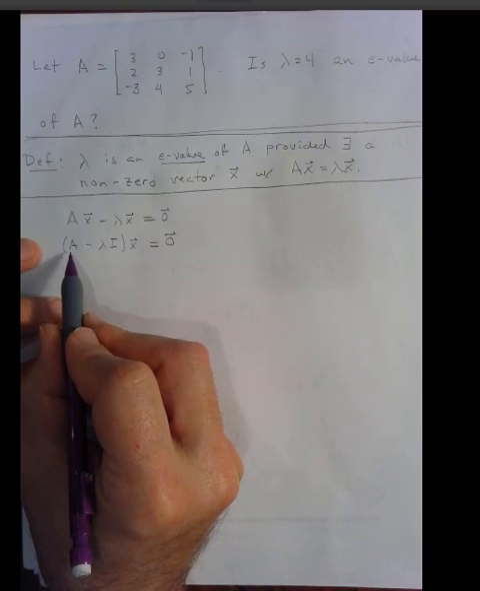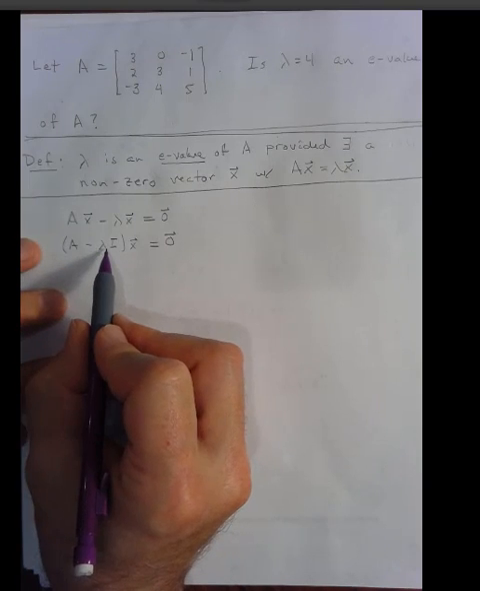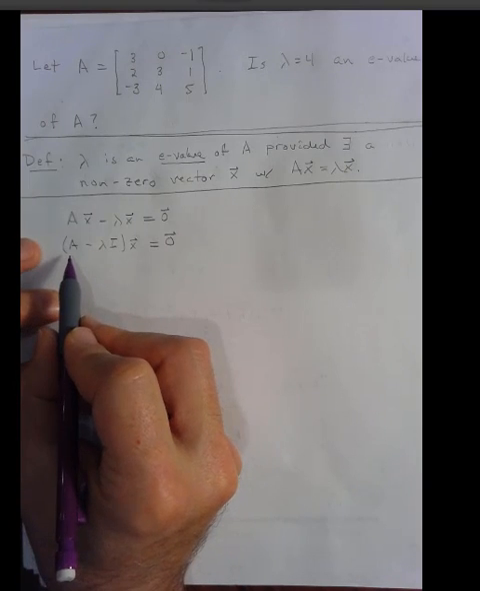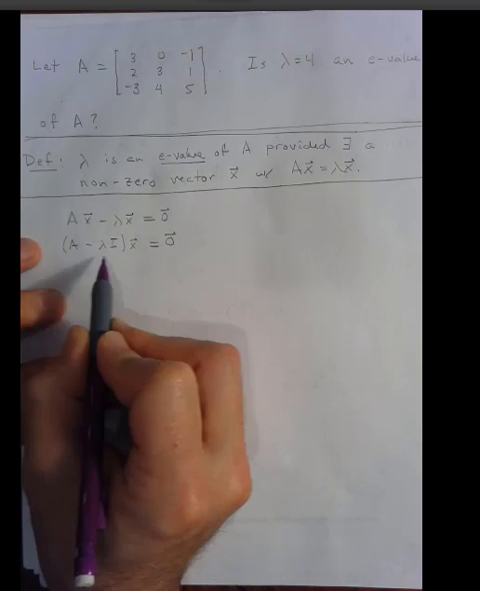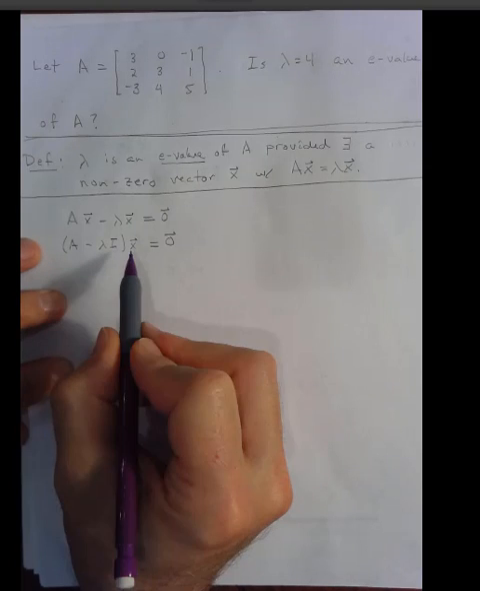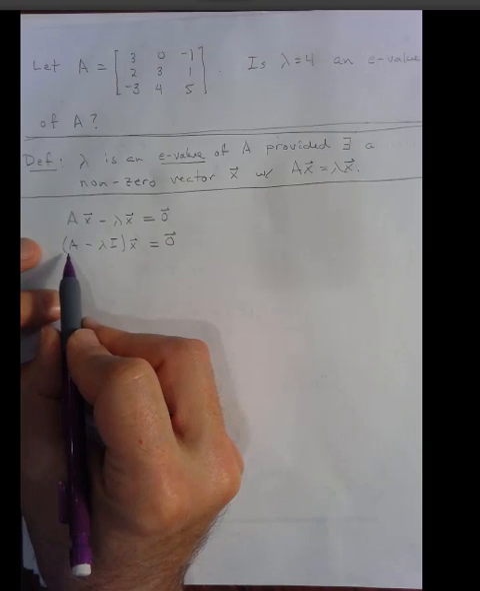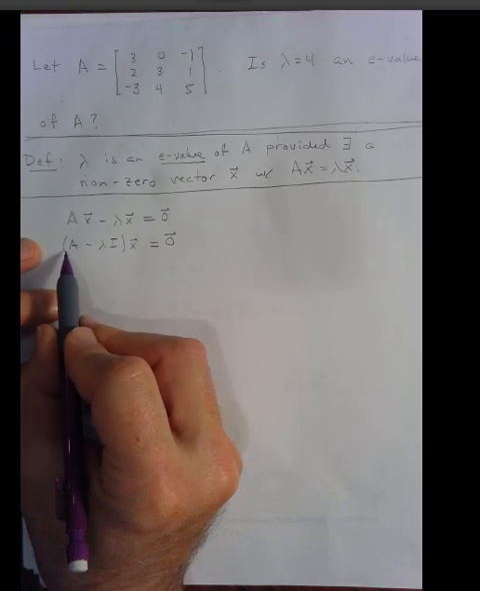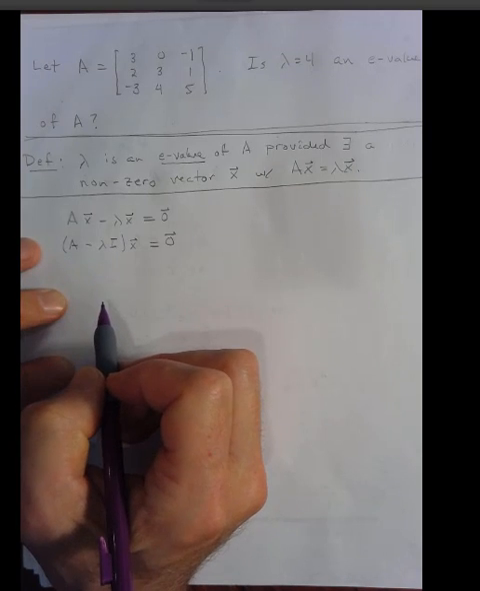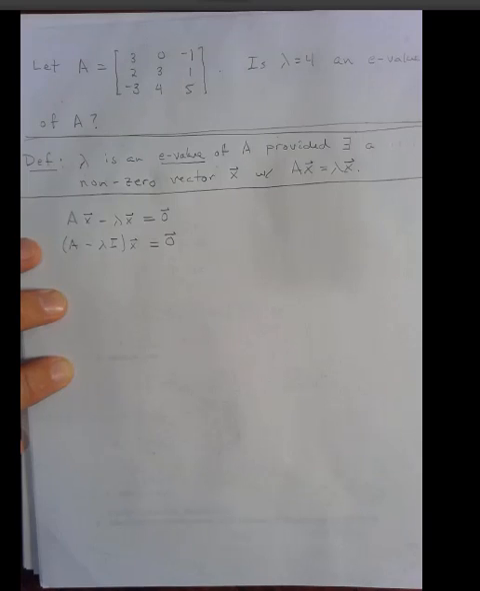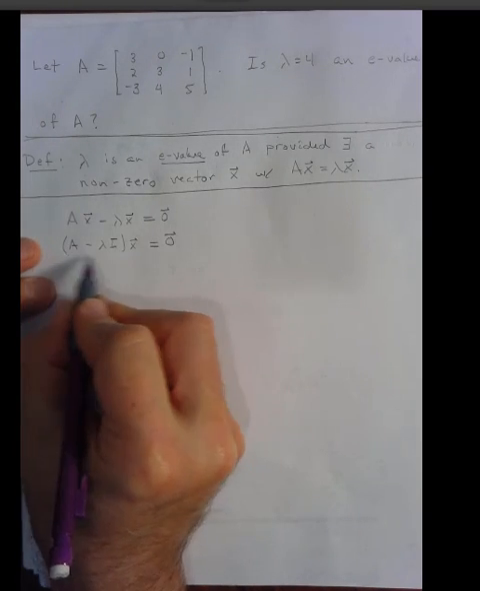That's only going to work if there's a value I can plug in here for lambda that will make this matrix singular or not invertible. So I want a non-zero vector x that satisfies this equation. That means that by the invertible matrix theorem, this matrix, A minus lambda I, would have to be not invertible. So I know that's going to happen when the determinant of this matrix is 0.